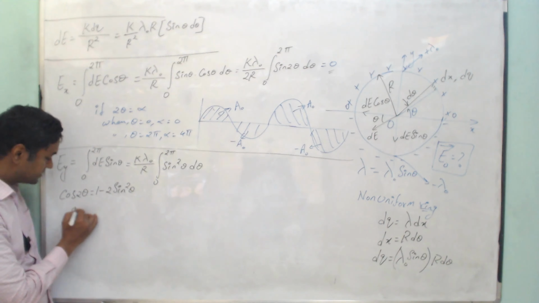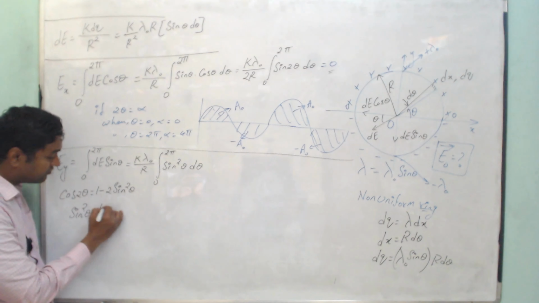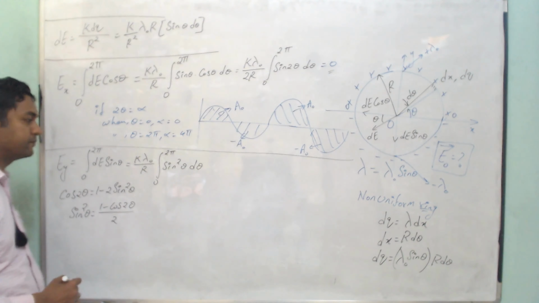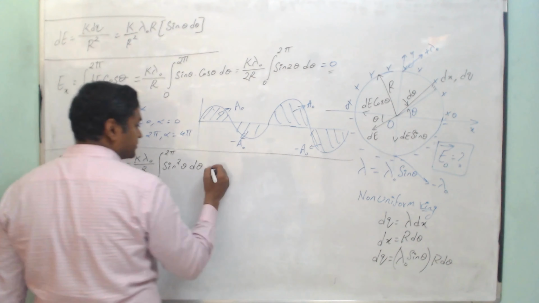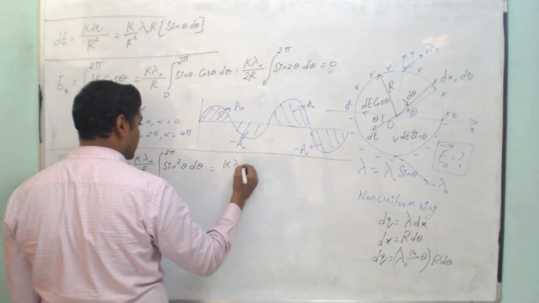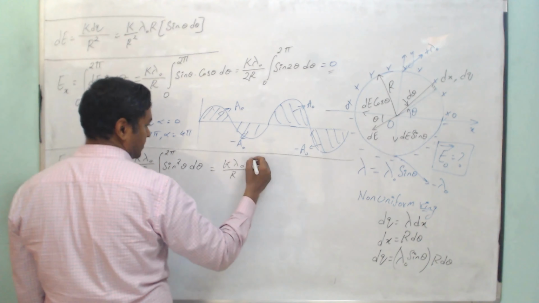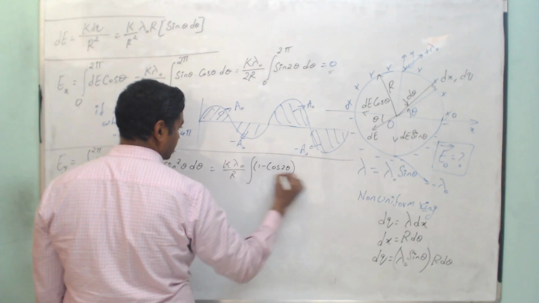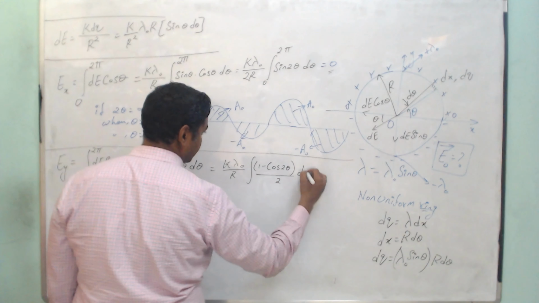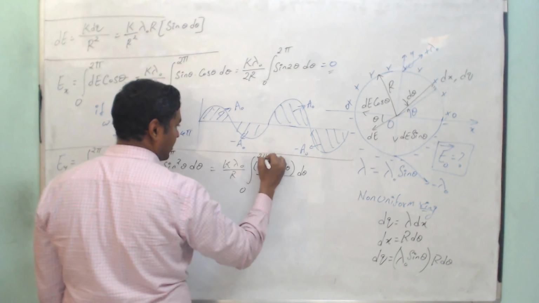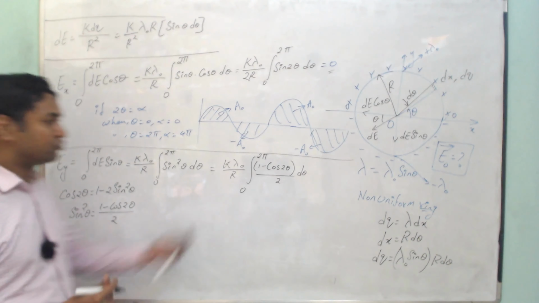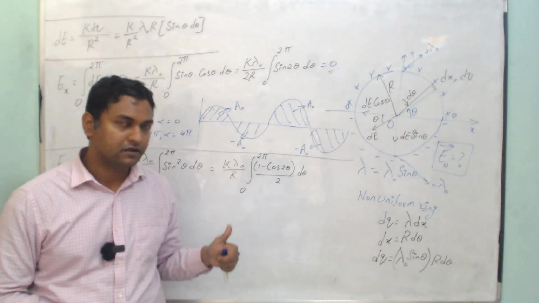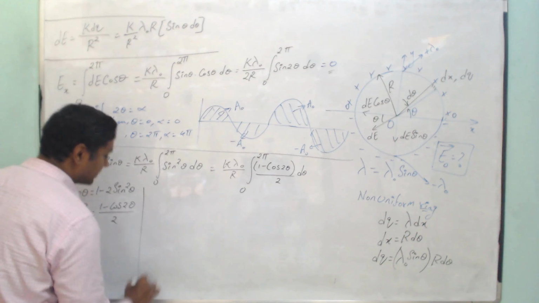So from here, I get sine square theta equal to 1 minus cos 2 theta divided by 2. This becomes k lambda naught by r integral of 1 minus cos 2 theta divided by 2 d theta from 0 to 2 pi. So we have two terms, a and b. I'll integrate a minus integral of b. Let us solve that entire mathematics and we'll see.